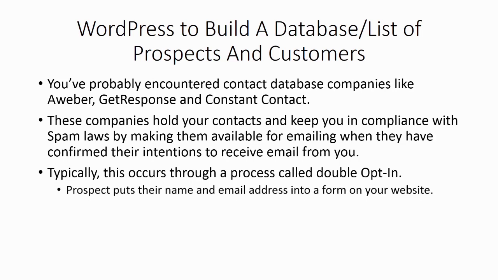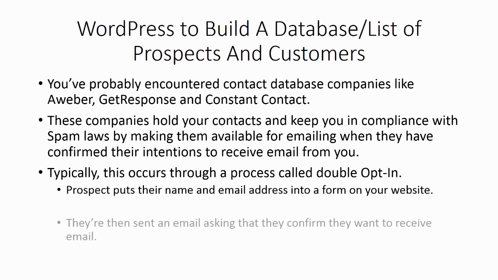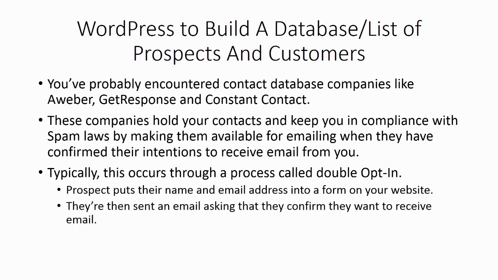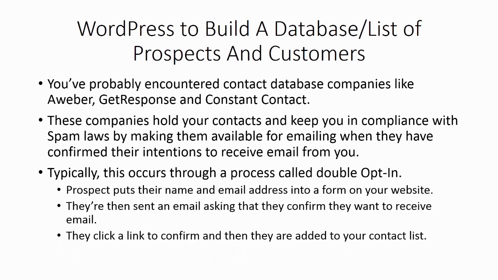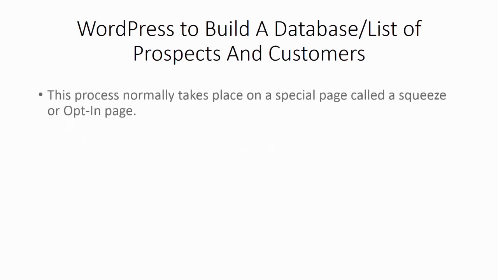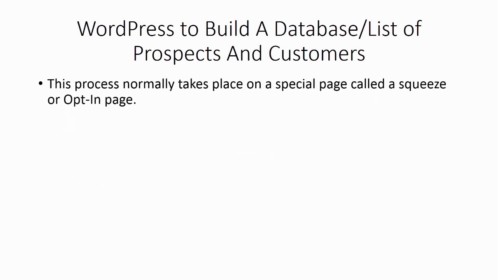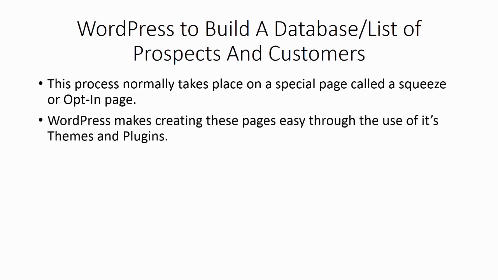The prospect puts their name and email address into a form on your website. They're then sent an email asking that they confirm that they want to receive email. They click a link to confirm and then they're added to your contact list. Now this process normally takes place on a special page called a squeeze or opt-in page.